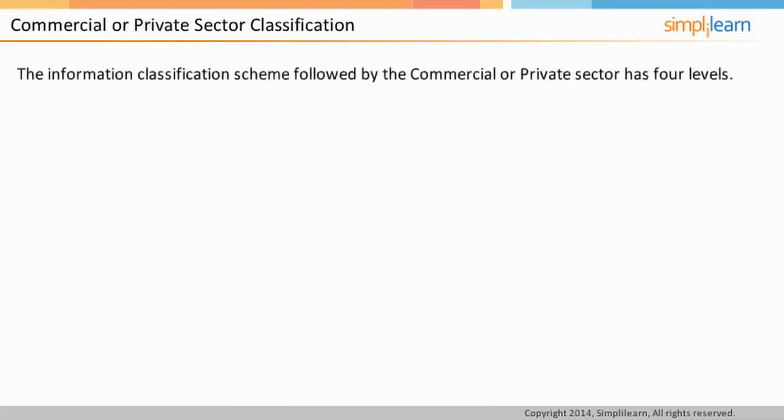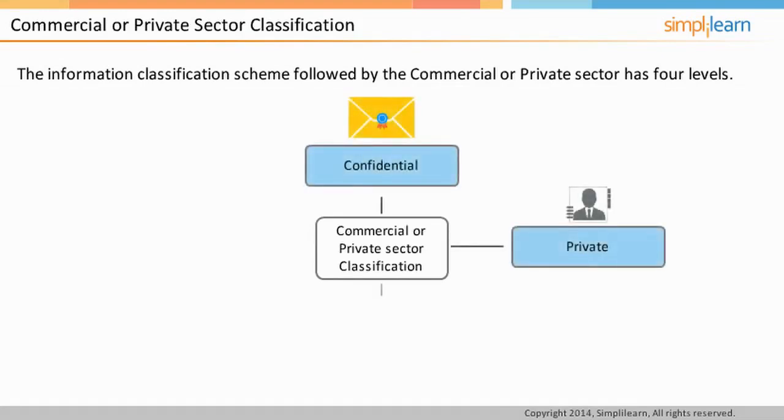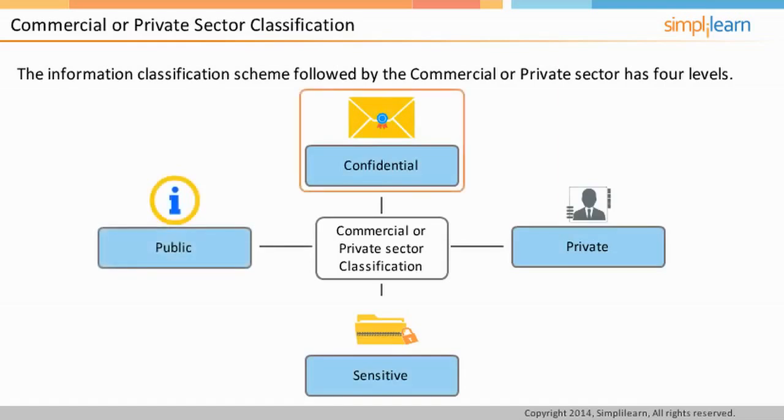We will discuss commercial or private sector classification in this screen. The information classification scheme followed by the commercial or private establishments has 4 levels: confidential, private, sensitive, and public. The highest level is confidential. This classification applies to the sensitive business information that is intended strictly for use within the organization. The unauthorized disclosure of such information can seriously and adversely affect the organization, its stockholders, business partners, or customers.